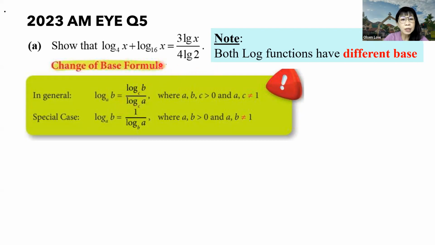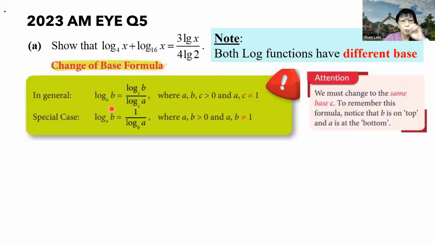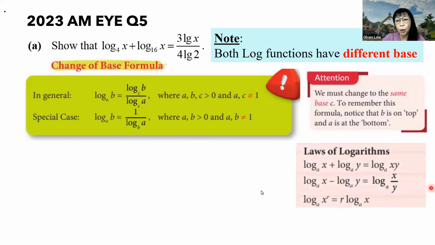So for us to change the base, we change to the same base C. And when we do that, notice that the numerator will be the log of B and the denominator will be the log of the old base. So this is how we approach the change of base formula. In order to solve this question, there is another thing to observe as well: we will also need to apply laws of logarithm in the process.